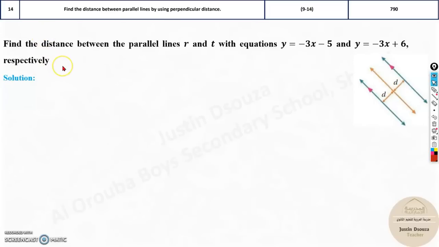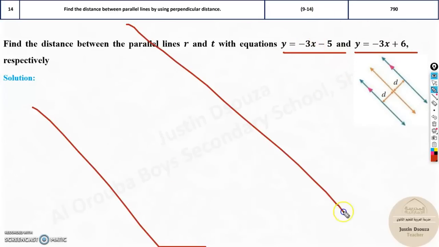This is the question only. Now, find the distance between parallel lines R and T with equations y equals -3x minus 5 and y equals -3x plus 6. What do we do over here? So we can see these are parallel lines. And what is the difference between these two parallel lines? Since it's minus slope, they are downwards. The only difference is if you draw a straight axis, one is at plus 6, the y-intercept is at 6, and the other line is at minus 5. That's the only difference.